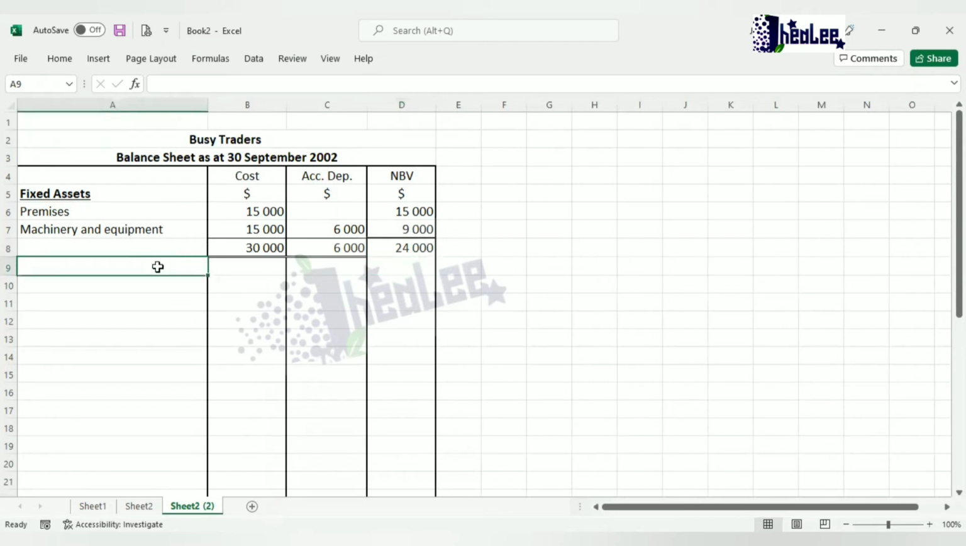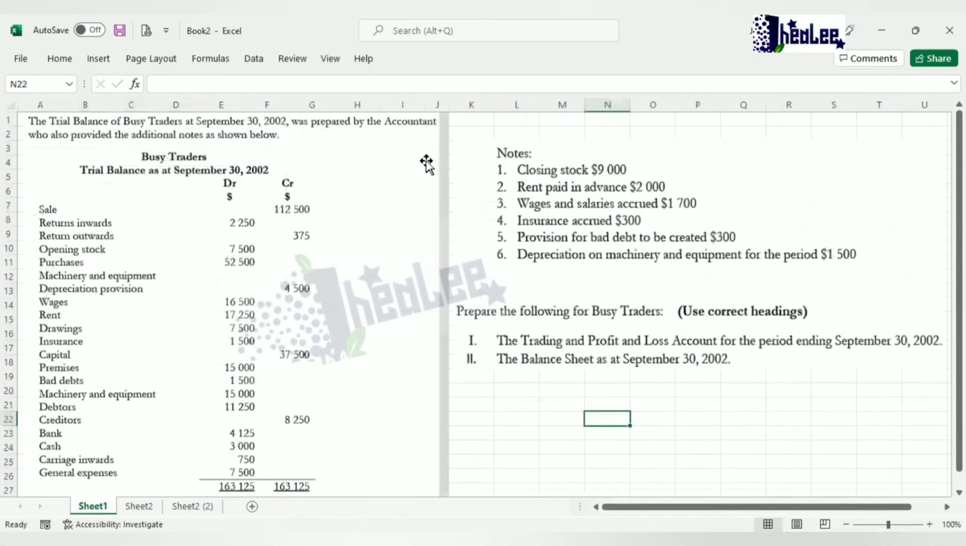We're now going to move into the current asset section of the balance sheet. For current assets, we have to go to the question to pick up those. And let me just highlight those items. We have debtors, we have bank, we have cash, and there is closing stock, and there is the expense that was paid in advance, that is prepayments.